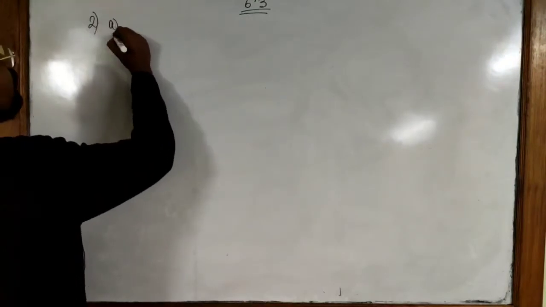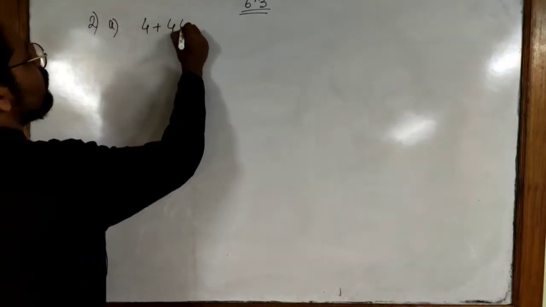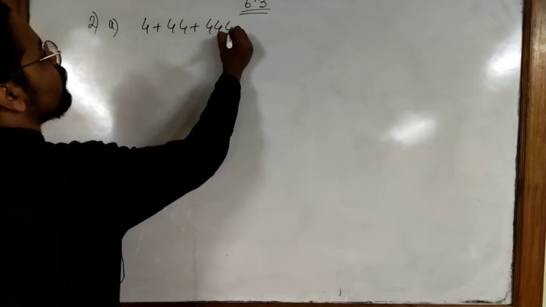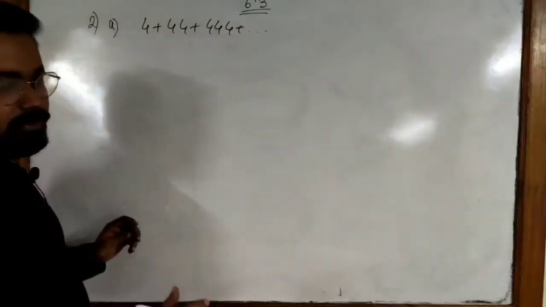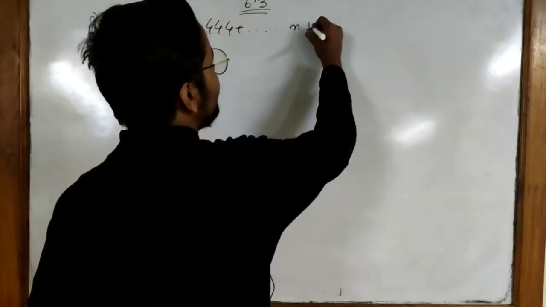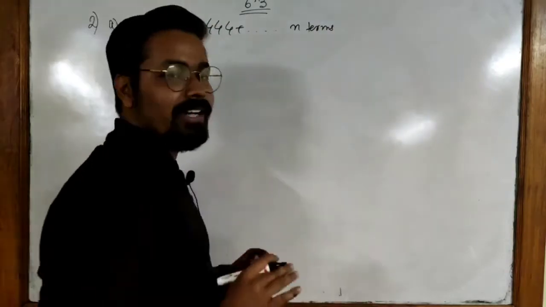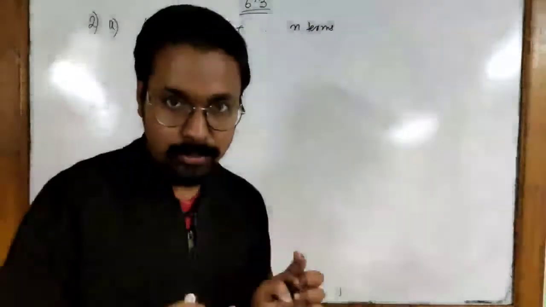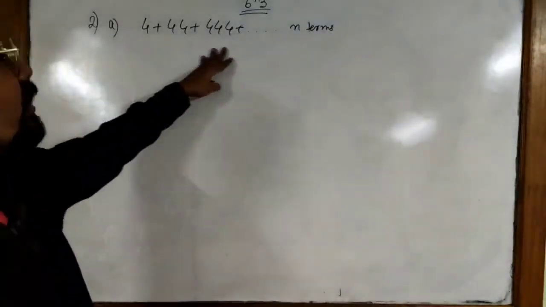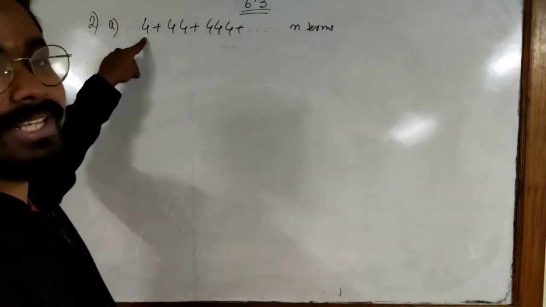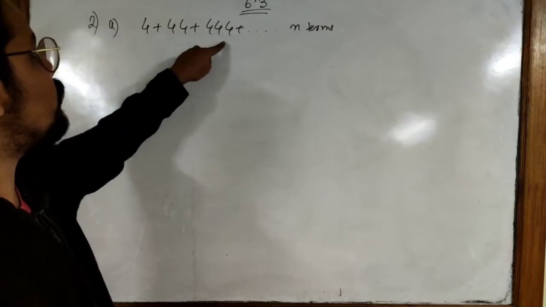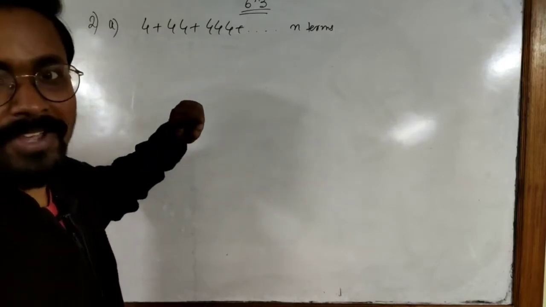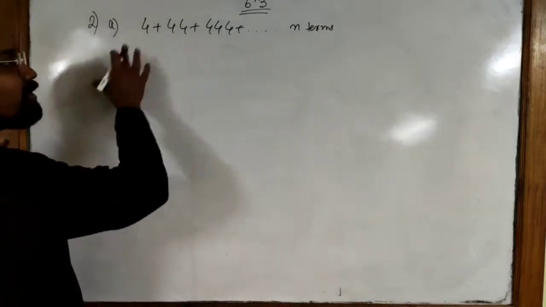In 2a, it is given that 4 plus 44 plus 444 up to n terms. To find the sum up to n terms, n will remain as n, so we find the answer in terms of n. Now this is not in GP. 444 by 44 is not 11, though 44 by 4 is 11. So now let's see what to do.